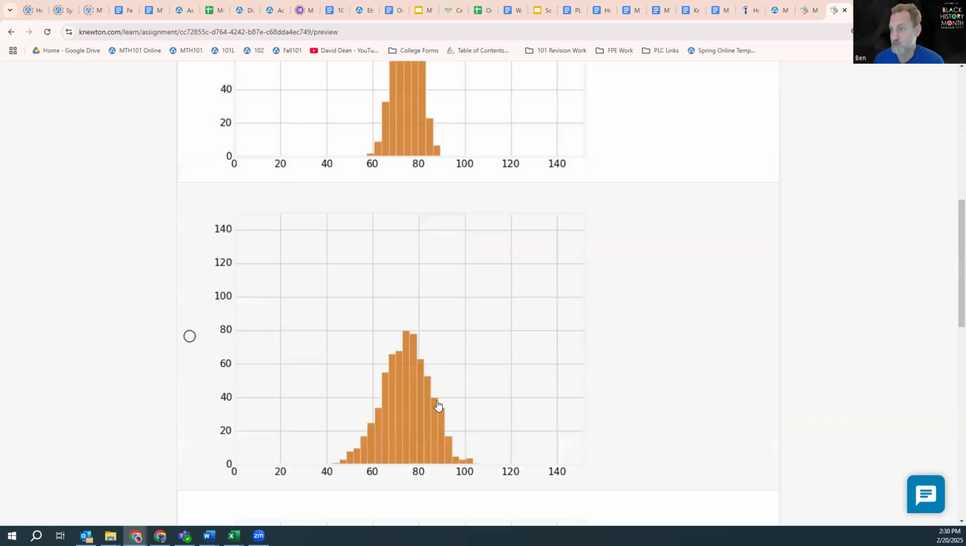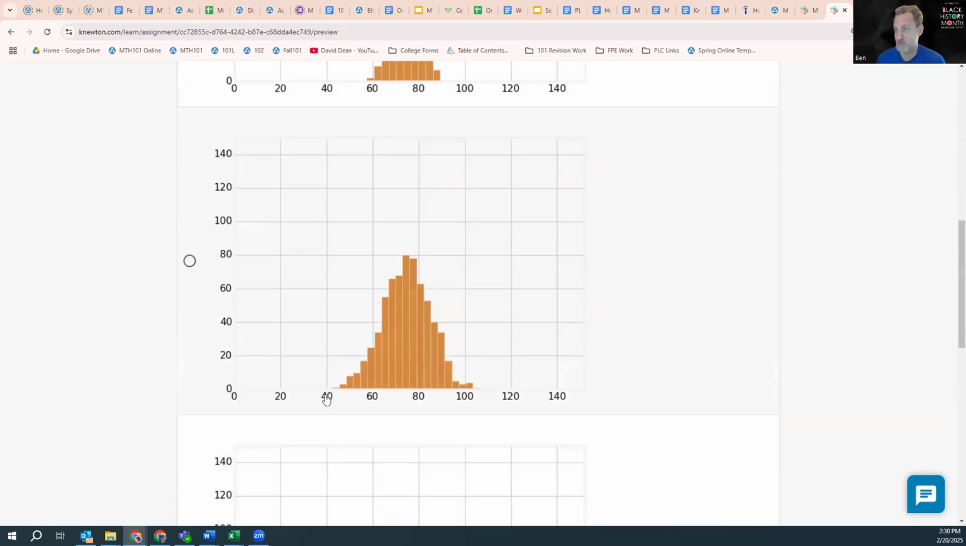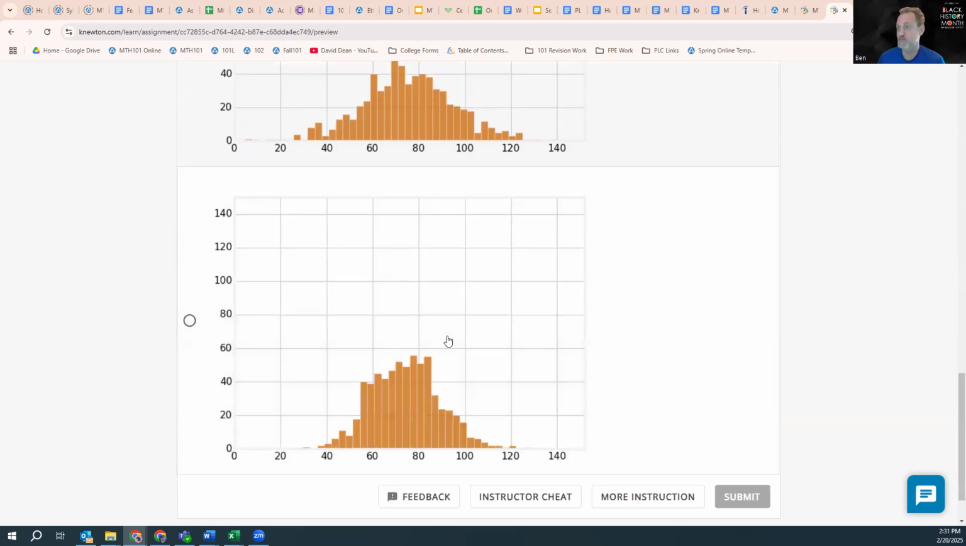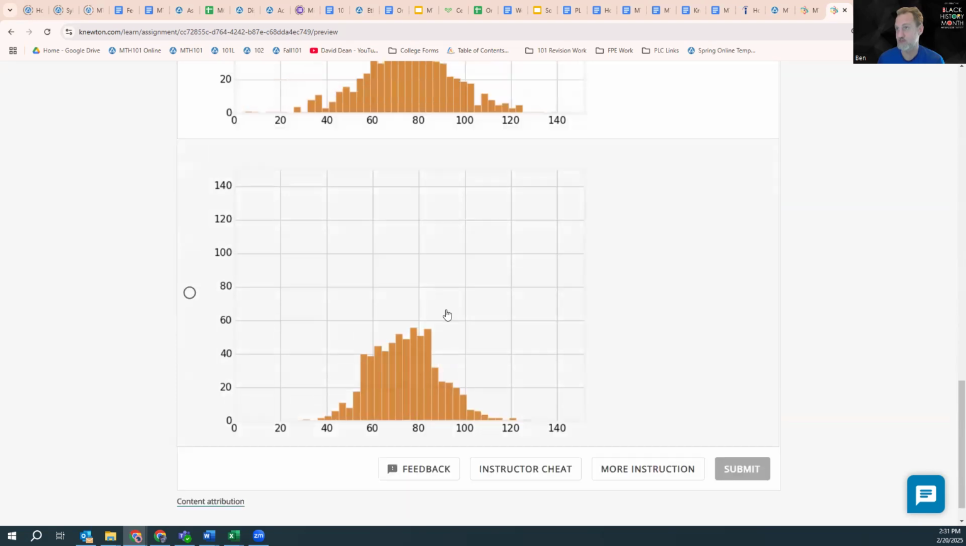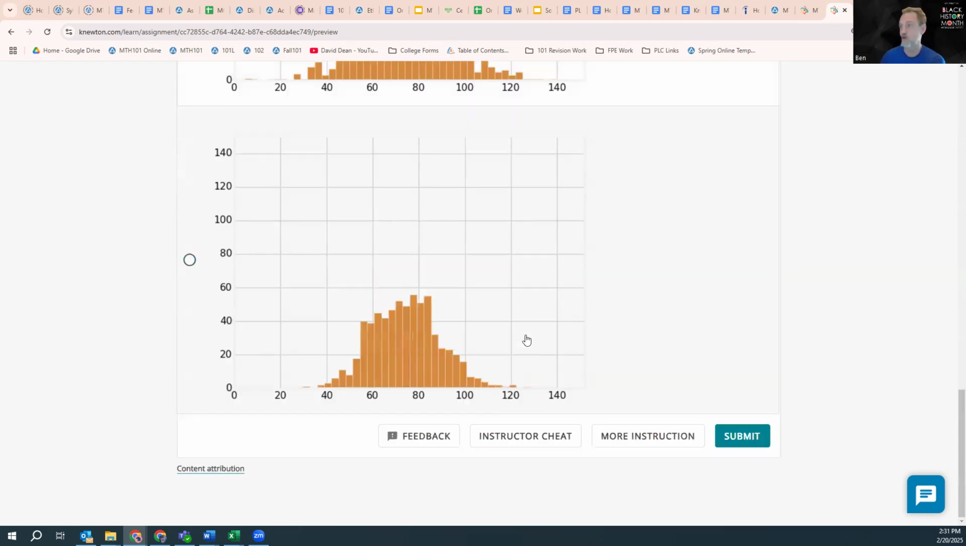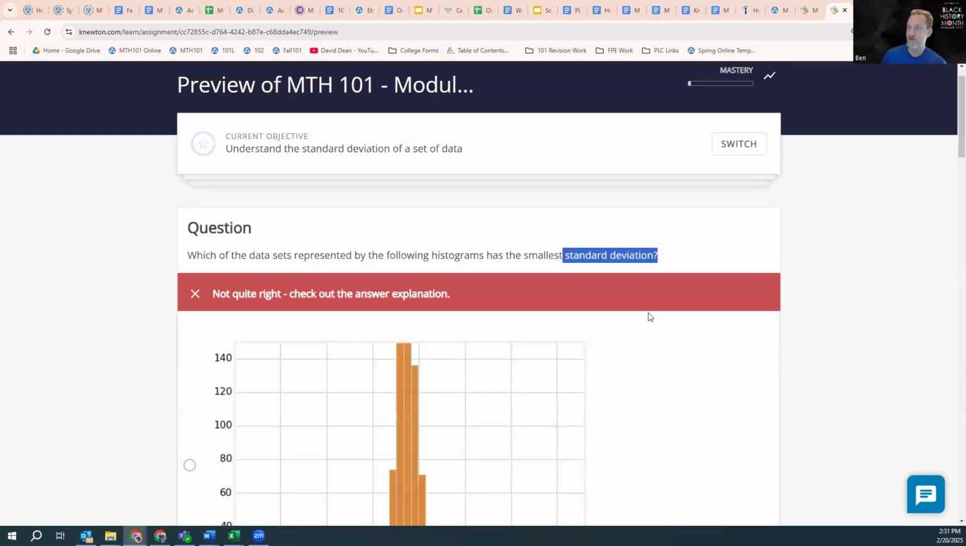Let's go look at some of these other ones. This is definitely more spread out because it goes from 40 to 100. This goes, wow, almost 0 to 120, more spread out even. And then back to, yeah, so definitely picking this one because this is the most spread out. I'm not thinking about standard deviation as a calculation. That would be an insane thing to try to accomplish given what I'm provided. So I'm really conceptually thinking about spread. How much variation is there?